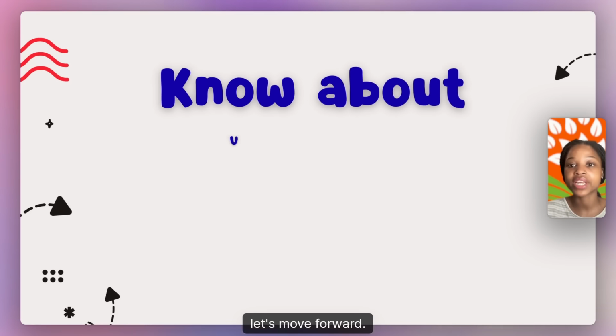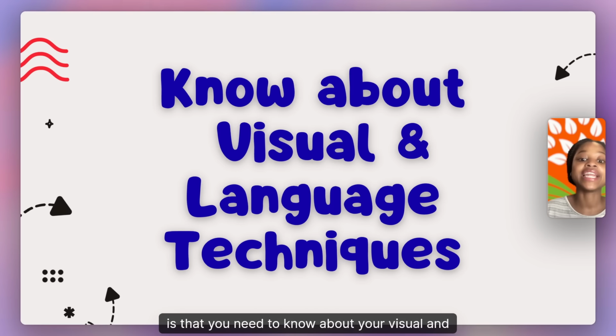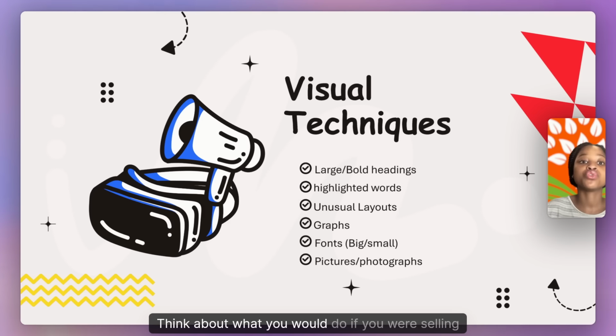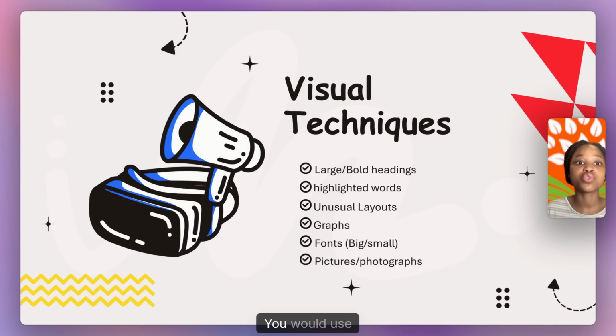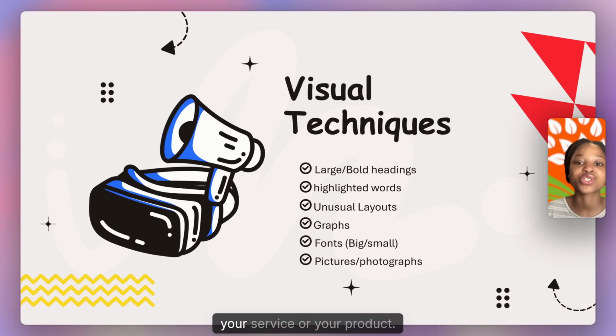Okay, let's move forward. The most important thing that you need to know about section C is that you need to know about your visual and language techniques. Remember that in advertising, you've got visual techniques and language techniques. These are techniques that you use to persuade people, to entice people to buy your product. Think about what you would do if you were selling a product or a service. You would use pictures, you would use photographs, you would maybe highlight your text just so the poster attracts the reader and entices them or makes them want to buy your service or your product.